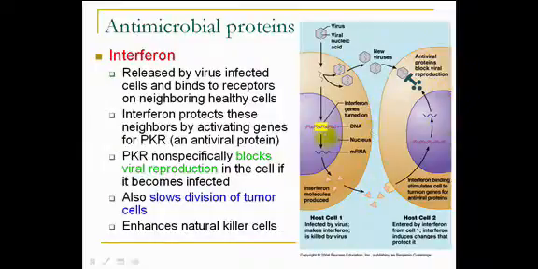So interferon gets released by a cell that's been infected by a virus. It travels to nearby cells and binds to receptors, and it tells the cell to produce an antiviral protein. PKR is an example of a gene that produces the PKR protein, which is an antiviral protein. And what that allows is, if the virus comes and tries to infect the cell, it blocks the viral reproduction. Okay, so that cell is protected from the virus. So interferon is very, very interesting because it allows cells to protect themselves from viral infection.